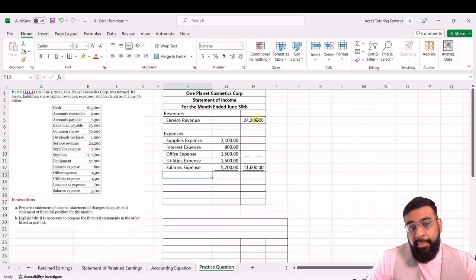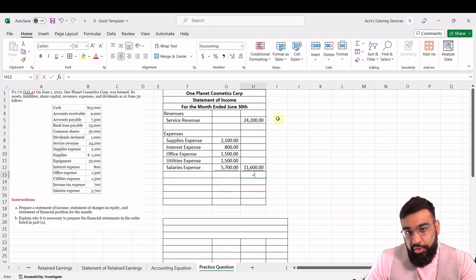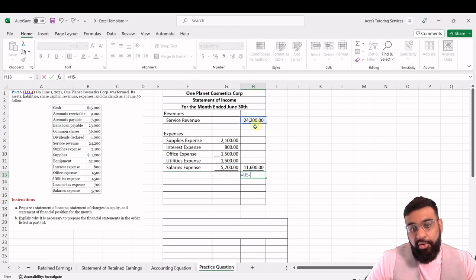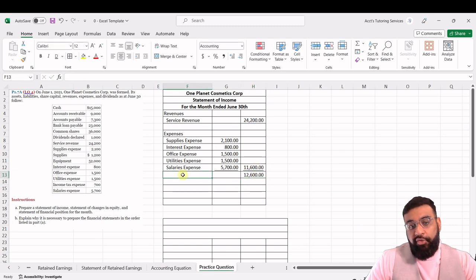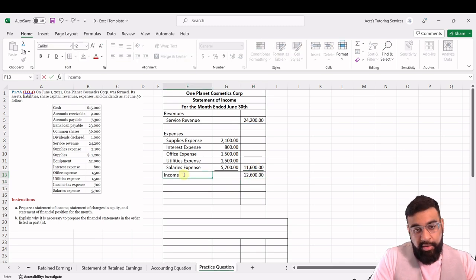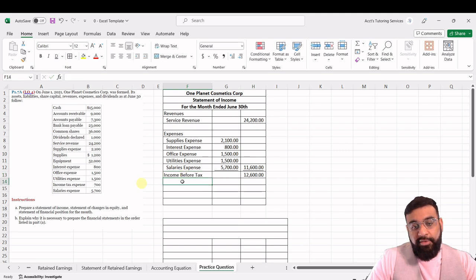So I'm going to take now my total revenues, which is the 24,200, subtracted by my total expenses, the 11,600, to arrive at 12,600. So this over here is going to be my income before tax. Because remember, income tax expense is calculated based off your income before tax.